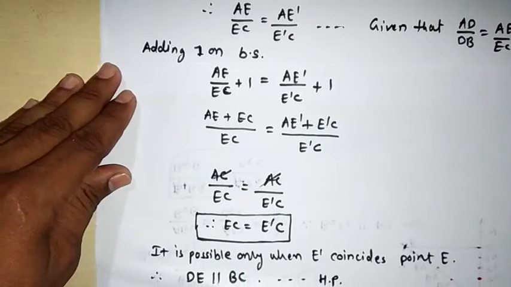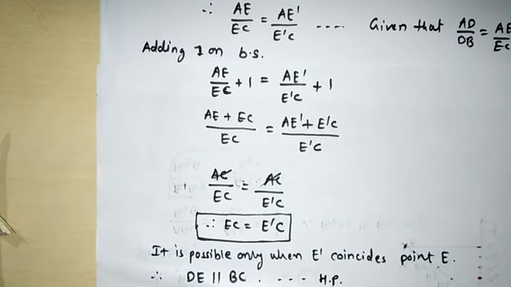If E dash coincides with point E, but what we assumed initially is that DE dash is parallel to BC. We made that assumption, so if E dash coincides with E, then we can say that DE is also parallel to BC.